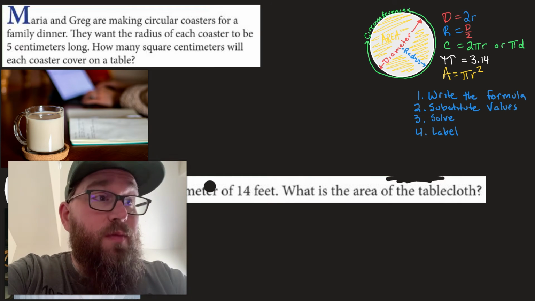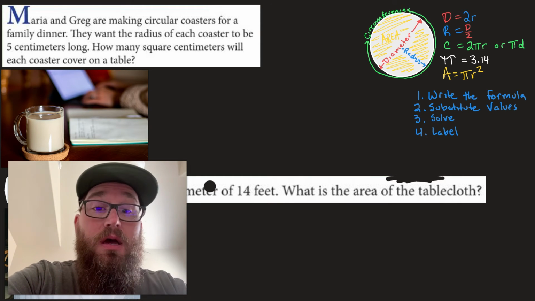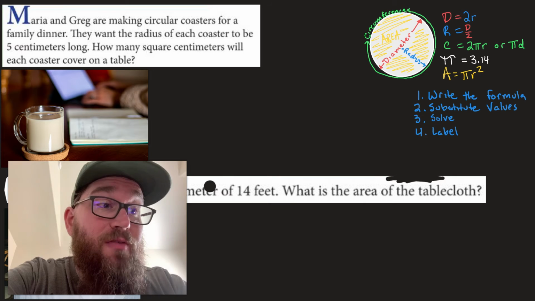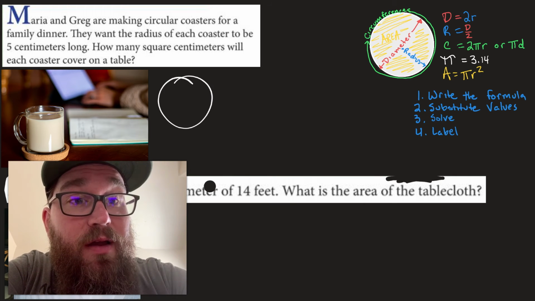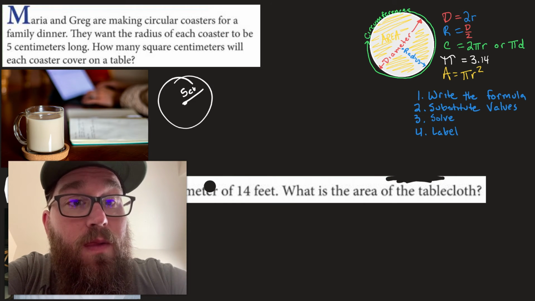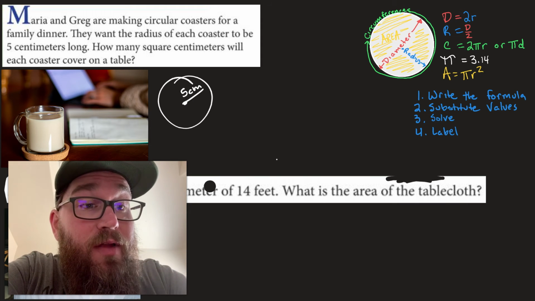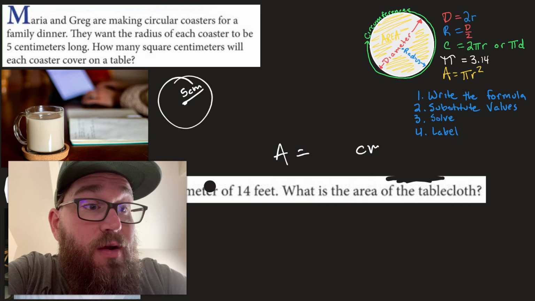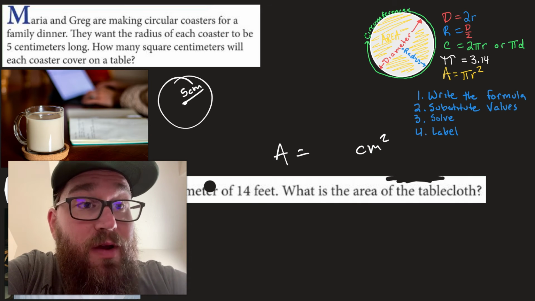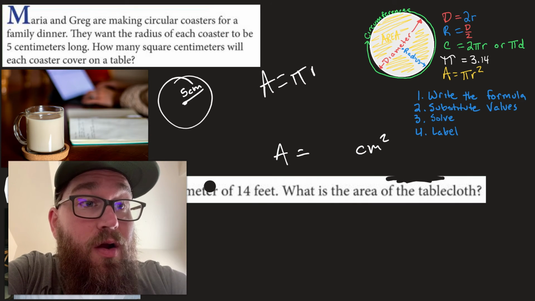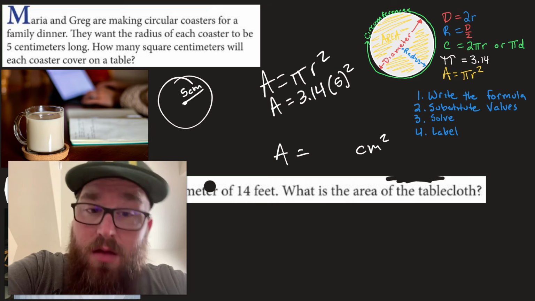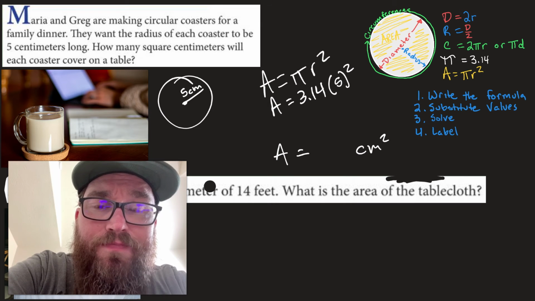Okay, now a little more information. As you can see in the picture, it's round and it says the radius is 5. So if we were to draw that picture, we're literally talking about this. Now, we want to know how many square centimeters, so our answer needs to be in centimeters squared. Well, that's perfect because area equals pi r squared. Area equals 3.14 times the radius of 5 squared. Go ahead, double check. What do you think the answer is now?